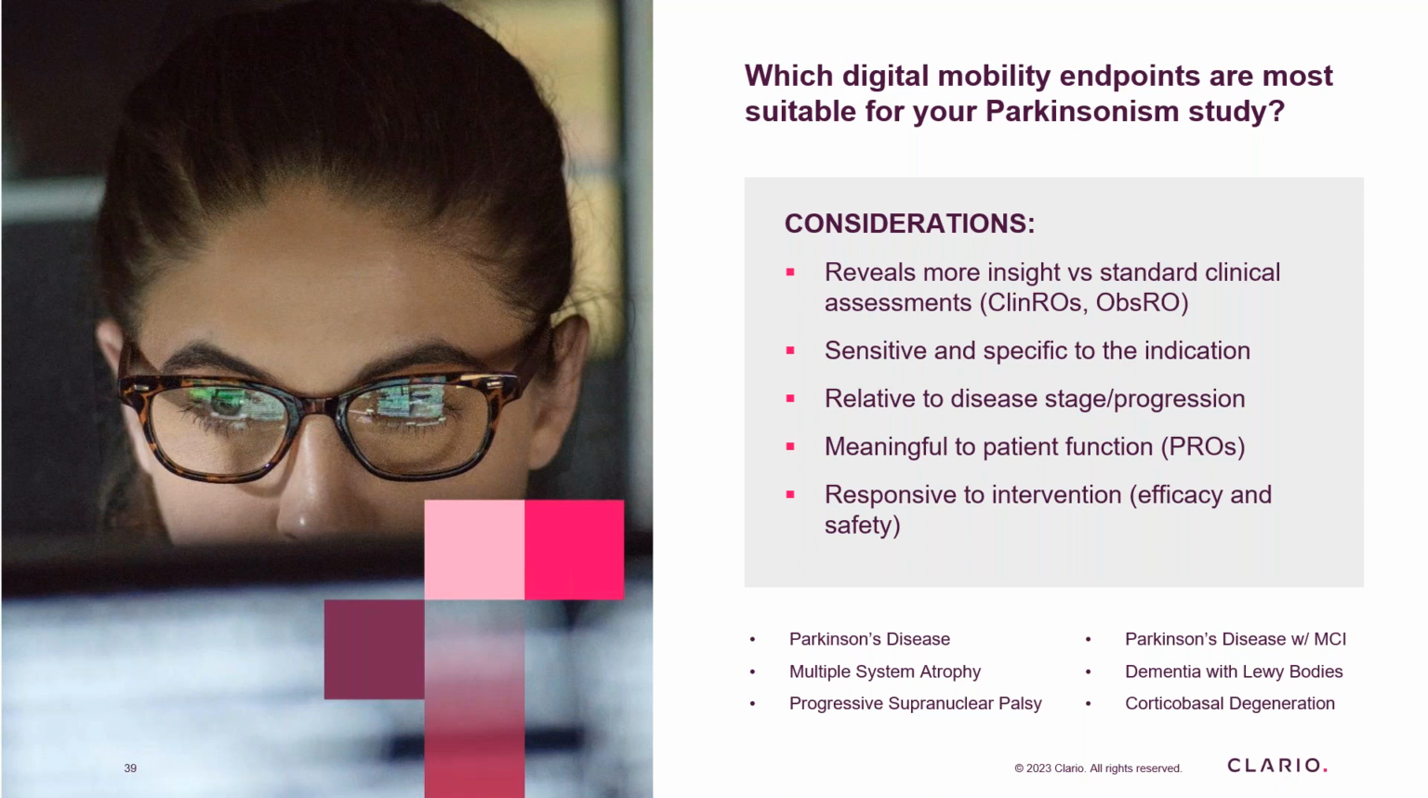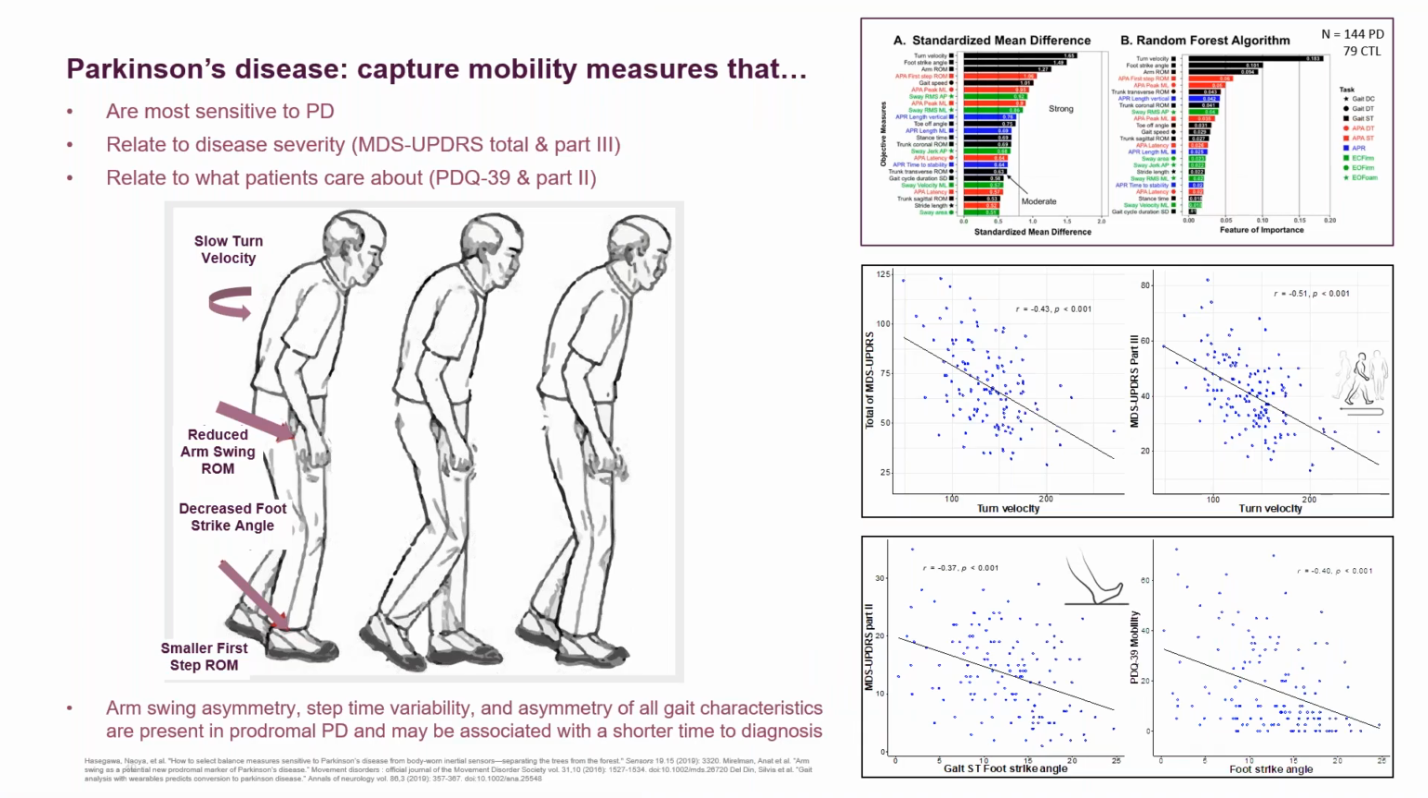It is best that the indication and the endpoints are sensitive and specific to the indication, relative to the disease stage of progression, right? So different symptoms show up at different times, and the progression of these symptoms is not necessarily linear. So you really need to look at what phase of disease the participants are in or are assumed to progress in, depending upon the duration of the study and the course of disease. And then, of course, we need to make sure that the endpoints captured are meaningful to patient function, which it is clear that mobility matters to patients, as does cognition. And then you're going to want to, of course, look at the effect of intervention. And so we'll get to that in a later slide.